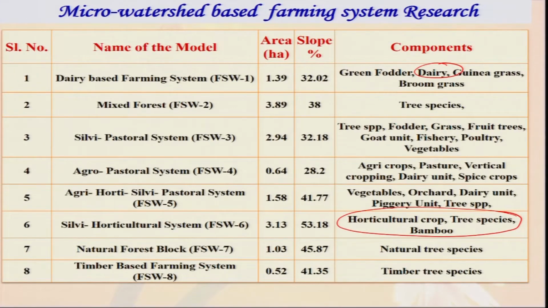So a farmer has to choose which type of farming system model will be best in his farm. You cannot say that every farming system will be available for all areas. You have to consider his resources, the agroclimatic condition, the altitude, the rainfall, the temperature, the social acceptability, the need and the consumer preference. All these factors determine which components we have to use in the farming system.